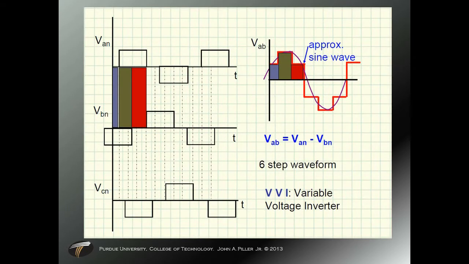The waveforms VAN, VBN, and VCN show the switching circuits. I've included 3 boxes. The blue box shows when VBN is on, green shows when VAN and VBN are on, and the red one shows when VAN is on. VAB is a simulated or approximated sine wave that will run a 3-phase AC motor. We can adjust the on time of the phase to neutral voltages to adjust the frequency of the approximated sine wave. This solution is called a variable voltage inverter.